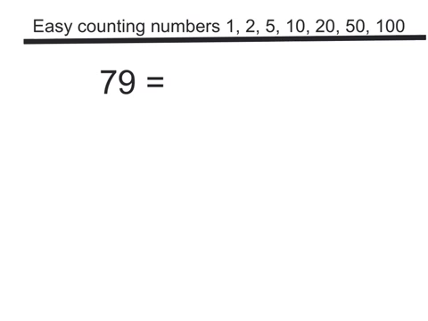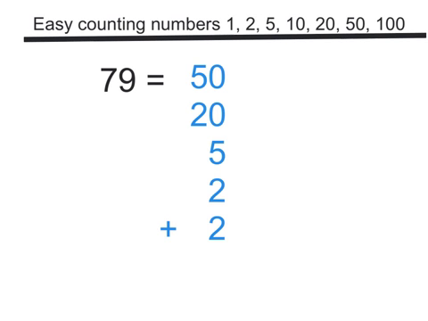Now try the number 79. See if you can decompose it into the easy counting numbers that add up to 79. As you can see, it took 5 easy counting numbers to add up to 79: 50, 20, 5, 2, and 2. Did yours match mine?